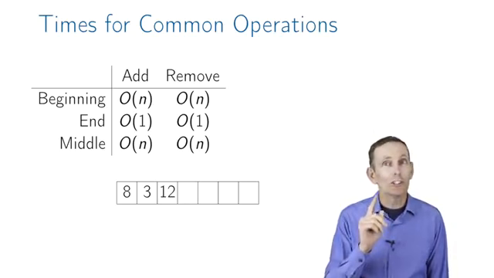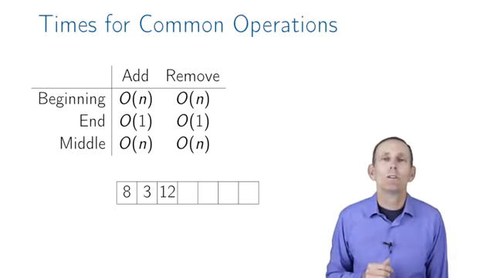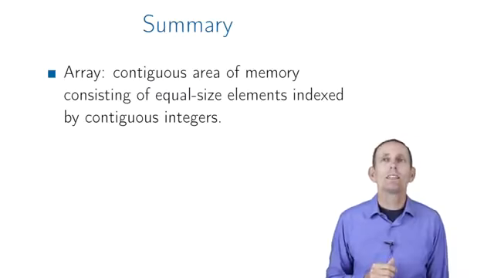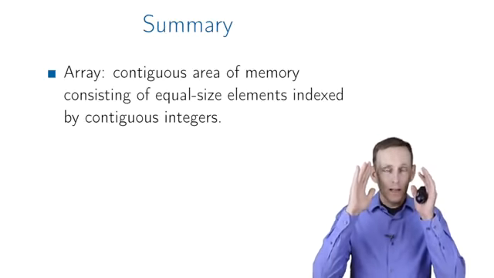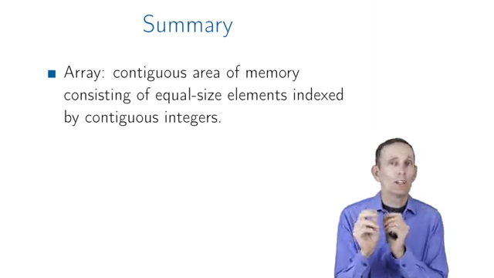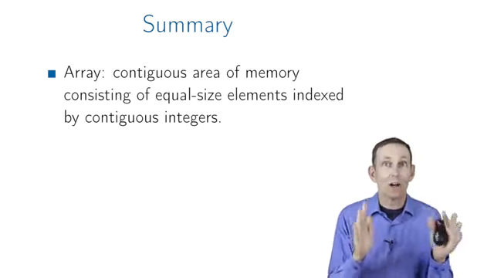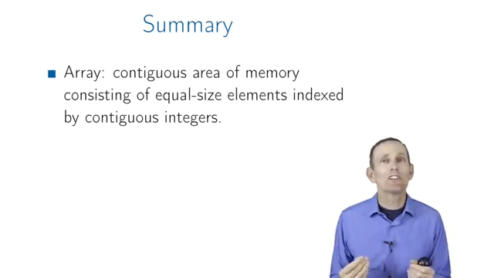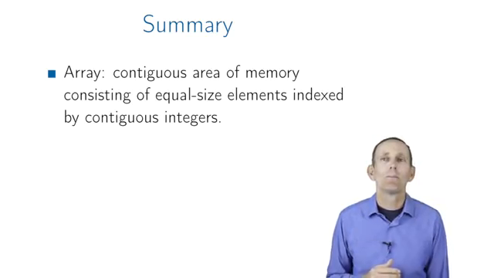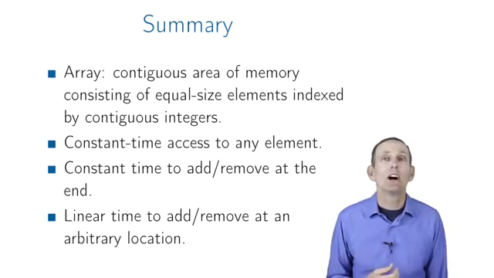However, remember our huge advantage for arrays is that we have this constant time access to elements to either read or write them. In summary then, an array consists of a contiguous area of memory, because if it were non-contiguous, then we couldn't just do this simple arithmetic to figure out where we're going. We have to have equal size elements, again, so our arithmetic works, and indexed by contiguous integers, again, so our arithmetic works. We have constant time access to the element, constant time to add or remove at the end, and linear time to add and remove at any arbitrary location.